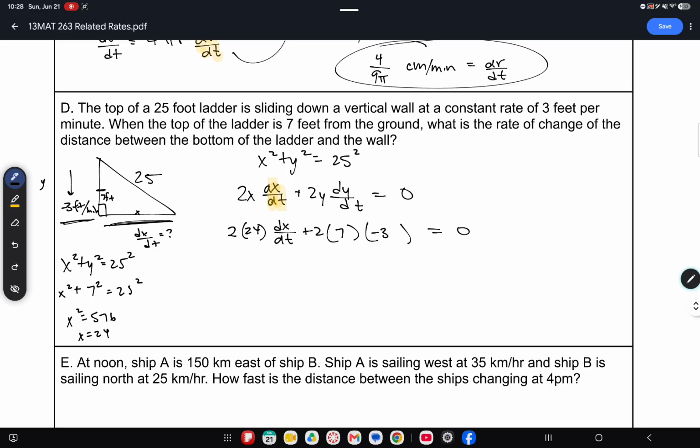All right, so now I can do some solving. So 2 times 24 is 48. 2 times 7 times -3 is -42. But I can add 42 to both sides, and then divide by 48. And 42 divided by 48 is, let's see, dx/dt, 7/8. And it's a rate in feet per minute. All right.